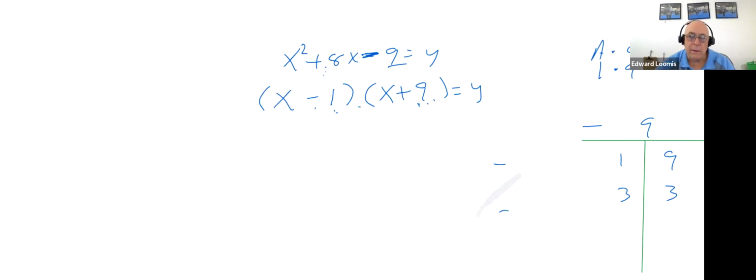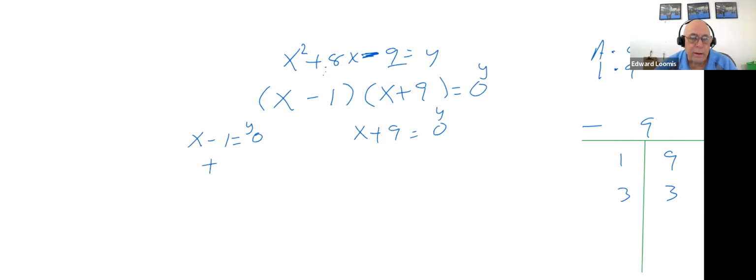Then, all I need to do is say what is my x value when my y is 0. So I'm just going to replace the y with 0. And I'm going to say x minus 1 is equal to 0, and x plus 9 is equal to 0. Remember, the 0 is what y is. X minus 1, so let's add 1 to both sides. Negative and positive 1, they cancel. 0 plus 1 is 1. So my x is 1 when my y is 0.